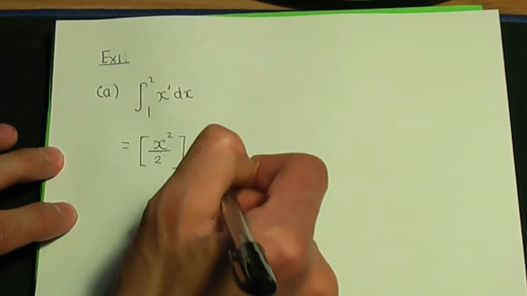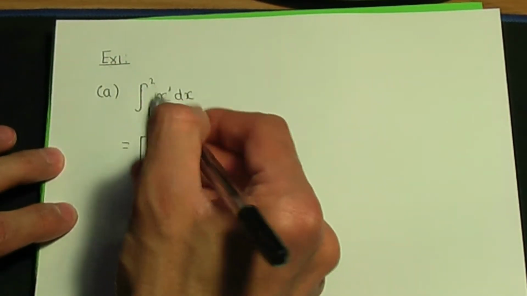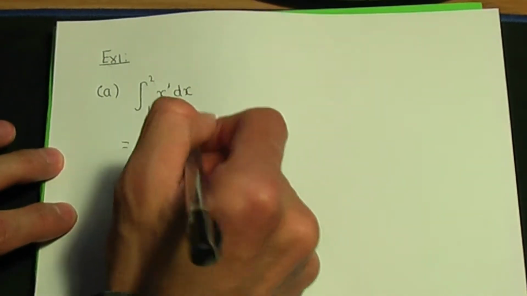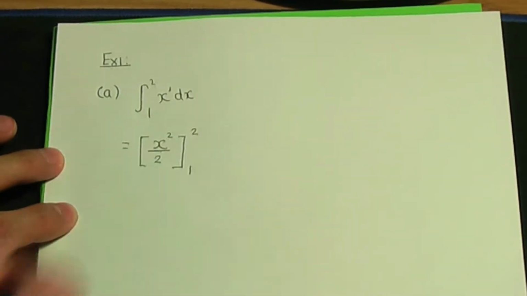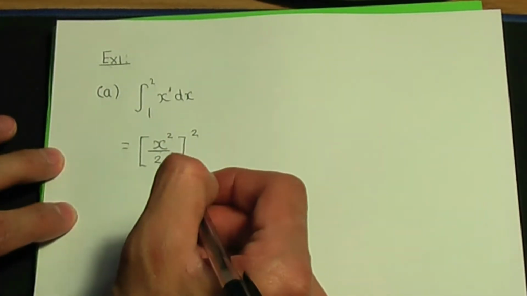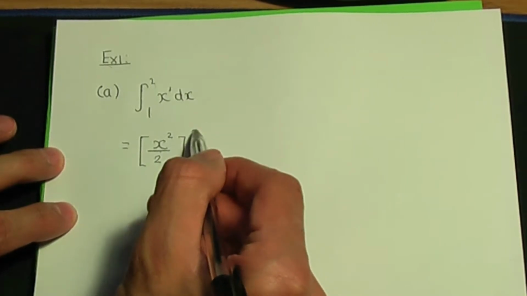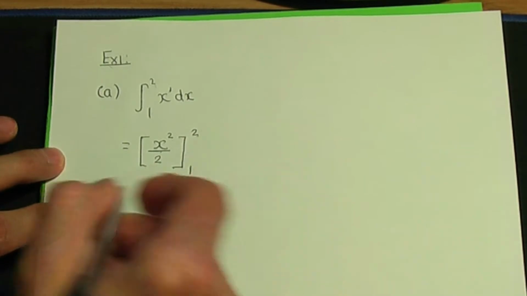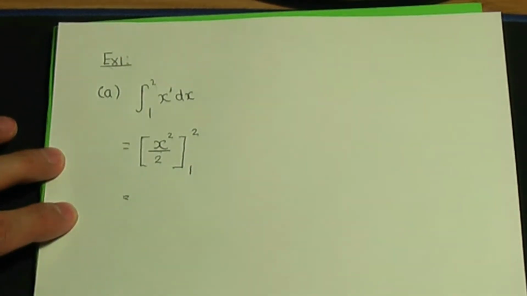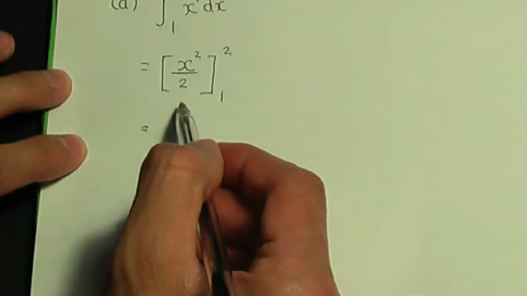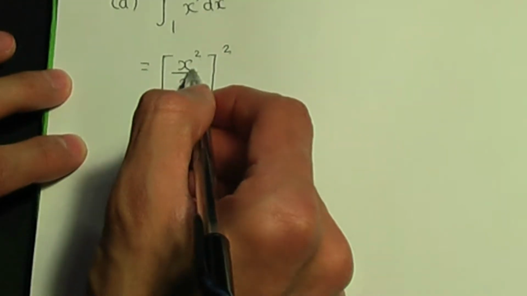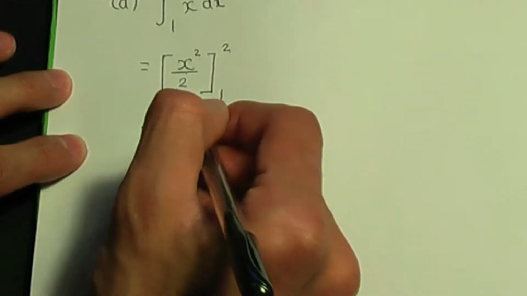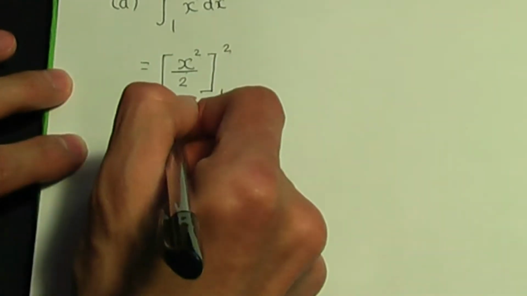Close the square bracket and put the limits of integration on the right hand side above and below that square bracket. The upper limit goes on the right hand side on the top, the lower limit goes on the right hand side on the bottom. Once you've done that, then replace your limits. First replace the upper limit into your integral function. The upper limit is 2.